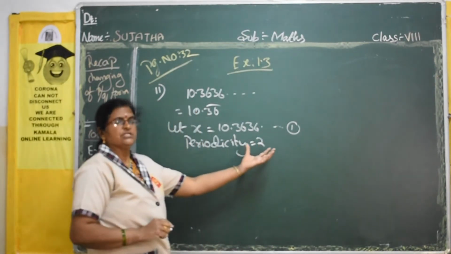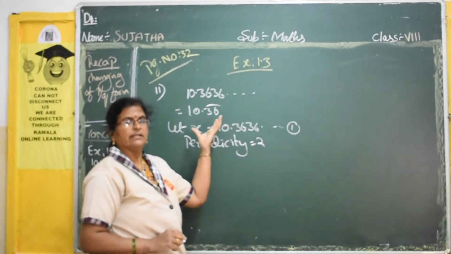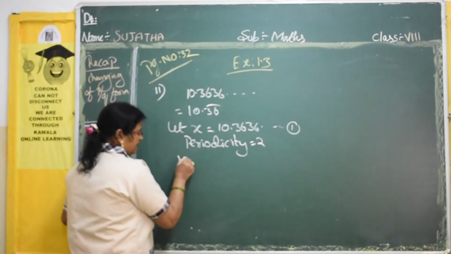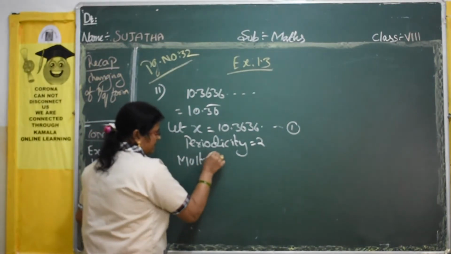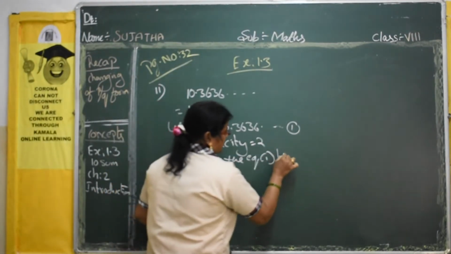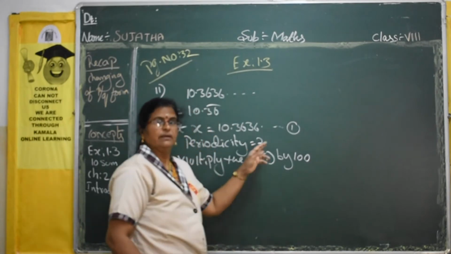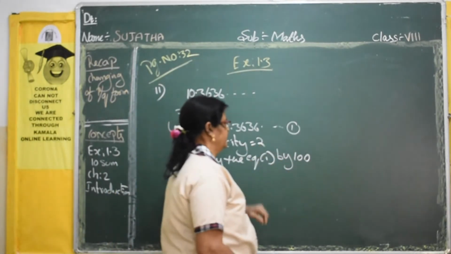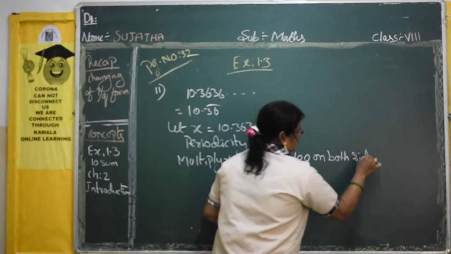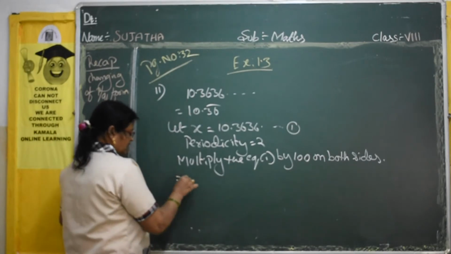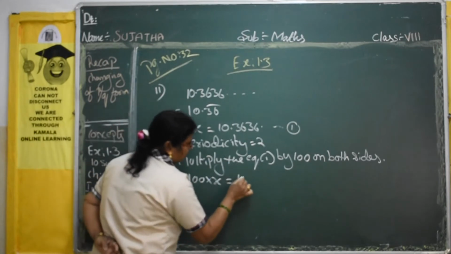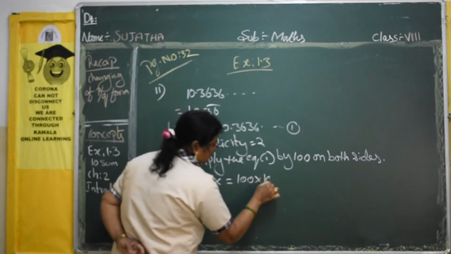Now if the periodicity is 2, what do you have to do? You have to multiply the given equation by 100 on both sides. So multiply equation 1 by 100. If the periodicity is 1, we multiply by 10. If it is 2, we multiply by 100 on both sides. So 100 into x is equal to 100 into equation 1.